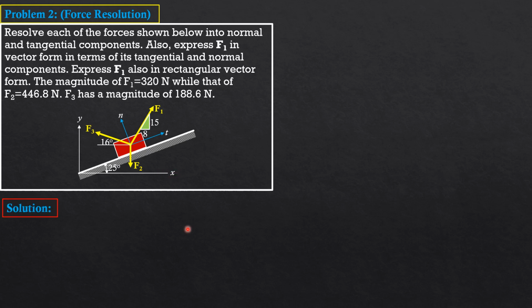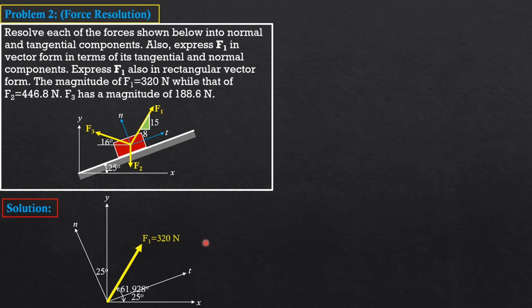So for the solution for F1, this would be the tangential axis, normal axis. The tangential axis makes an angle of 25 degrees with the positive x-axis. Therefore, the normal axis, which is perpendicular to the tangential axis, makes an angle of 25 degrees with the positive y-axis. So let's superimpose F1, 320, the hypotenuse. Then this angle is arctan of 15 over 8 with the horizontal, so that is 61.928 degrees. Therefore, the angle that F1 makes with the tangential axis is 61.928 minus 25 degrees.